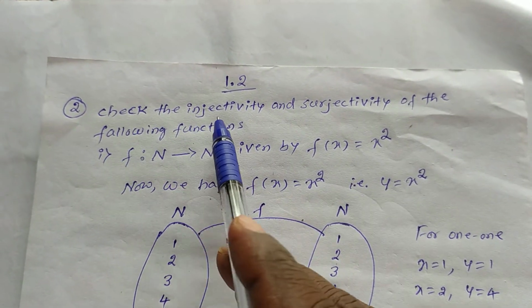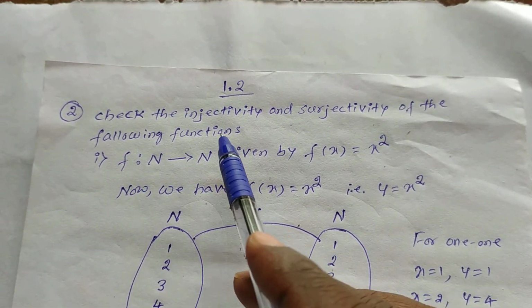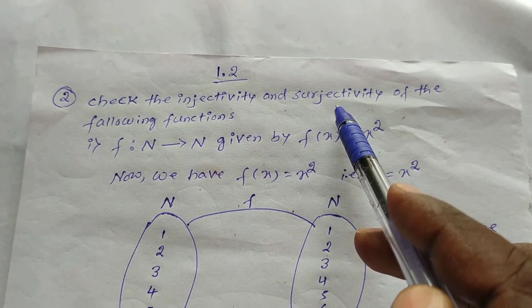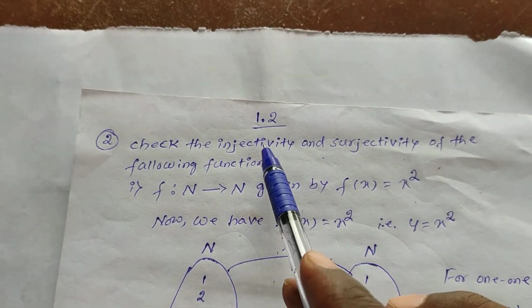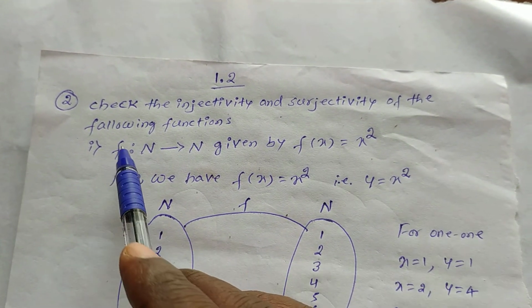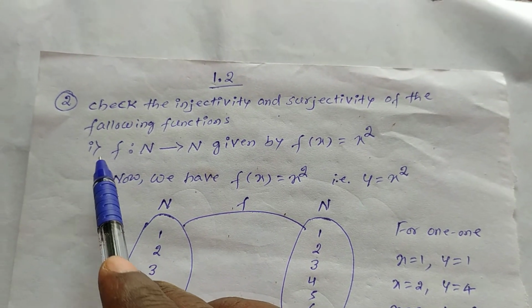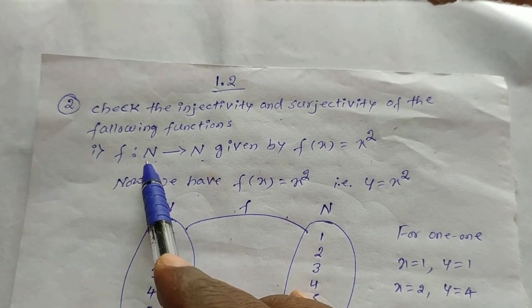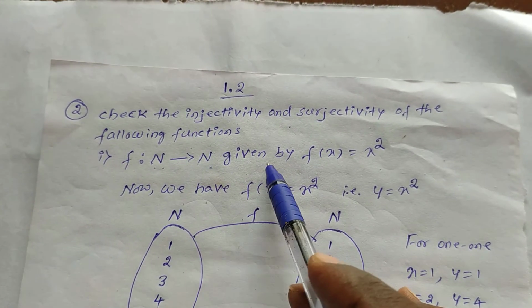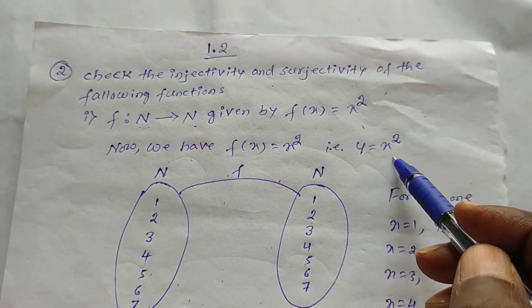Second, check the injectivity and surjectivity of the following function. Injectivity means one-one, surjectivity means onto. We have to check whether the given functions are one-one or onto. Here, the first one is a function from N to N, natural numbers to natural numbers, given by f of x is equal to x square, that is, y is equal to x square.